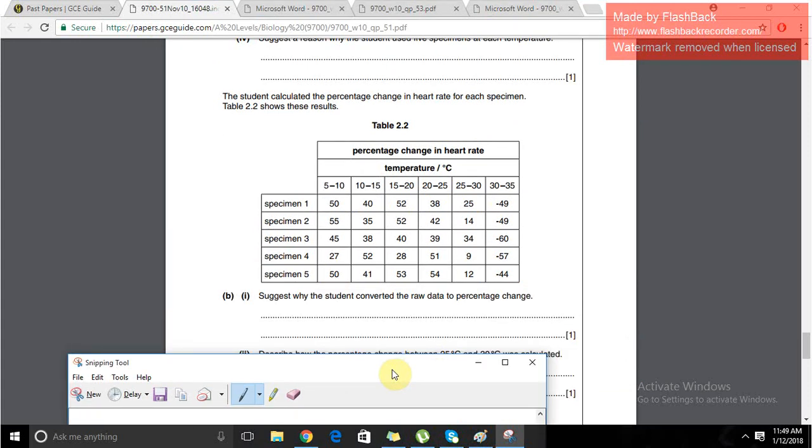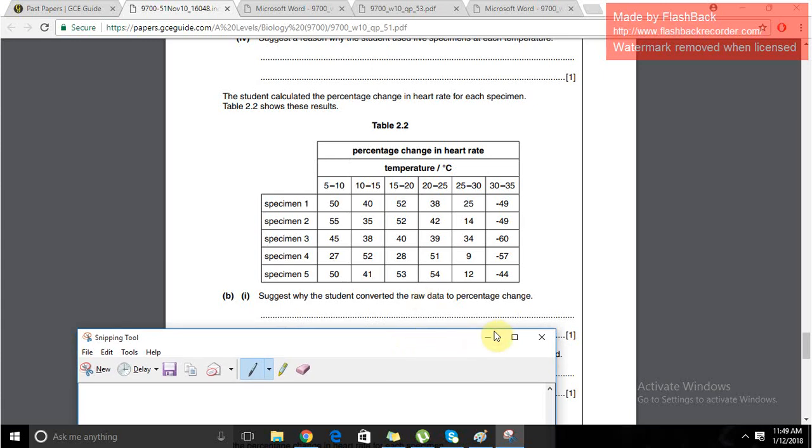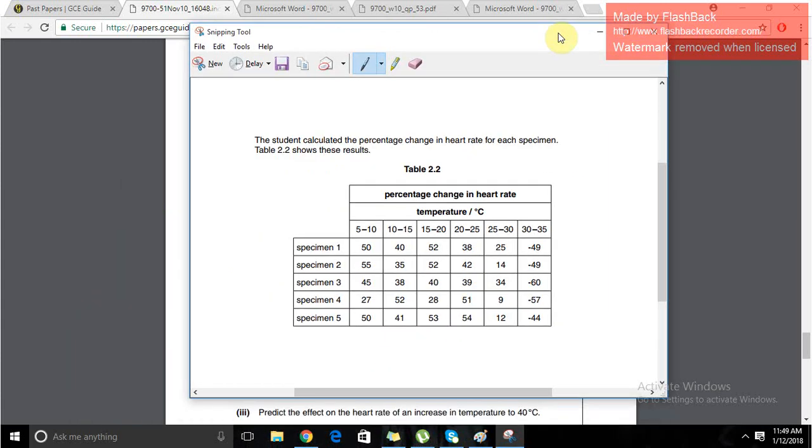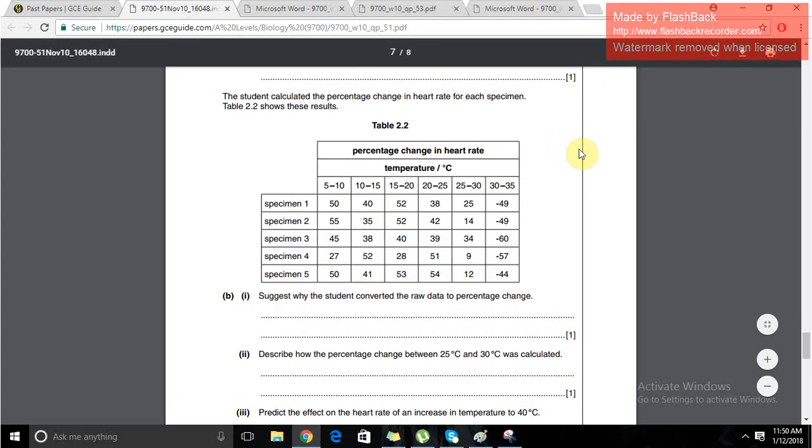Why did the student convert the raw data to percentage change? Because what we are comparing is the change in the heart rate for every 5 degrees Celsius rise, and because there are likely to be differences in the initial or normal heart rate. That is why we use percentage change: to make comparison easier and more feasible, to see how much change the same rise in temperature results in for each of them. So this accounts for the differences in initial heart rate.